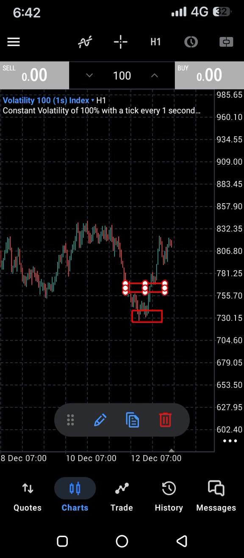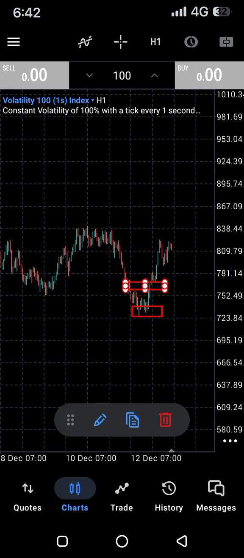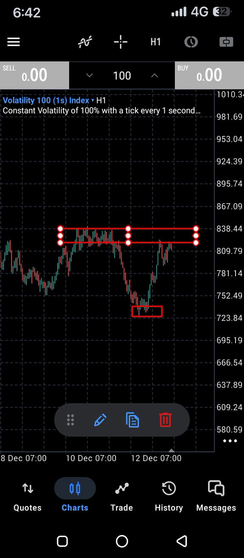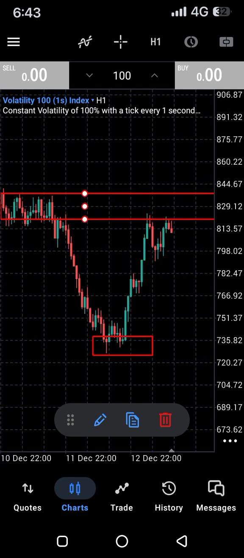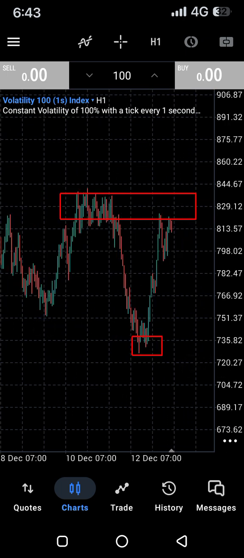I usually want to see the area that led to this, because this is just a minor structure. So I want to see price come to this area of resistance and break it. Then I know that price is telling me that it wants to sell. But currently I don't see much. I don't actually see anything for sales right now on Volatility 101s index.